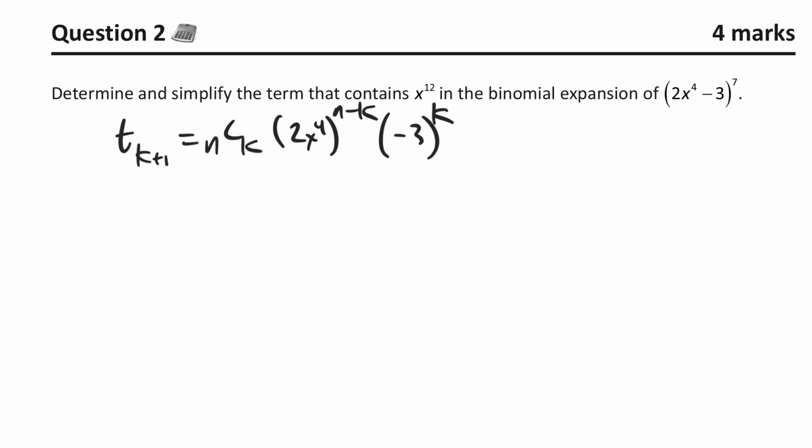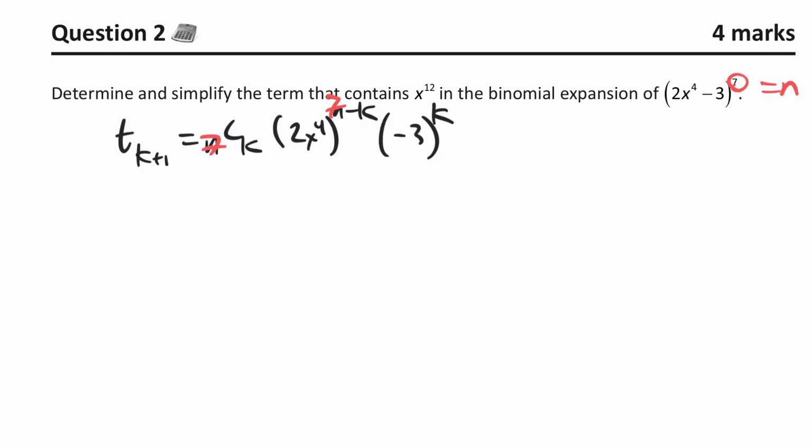Now there are a few things we know here. This 7 is going to be our n. So we could put that in here. There's a 7 there. There's a 7 there. And the key thing is we're trying to get an x to the 12 out of this term right here. So whether you do it by pattern recognition or setting it up, we have to figure out which term is going to have that power of 12 in the end.